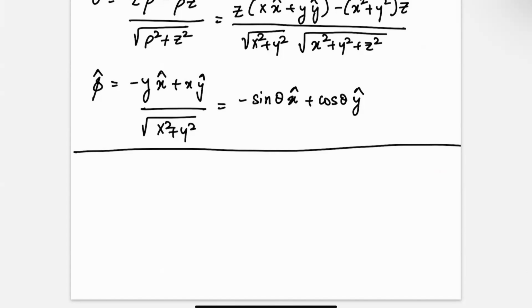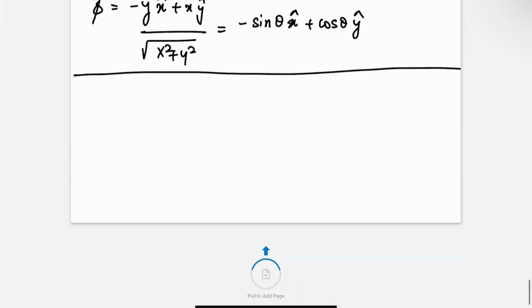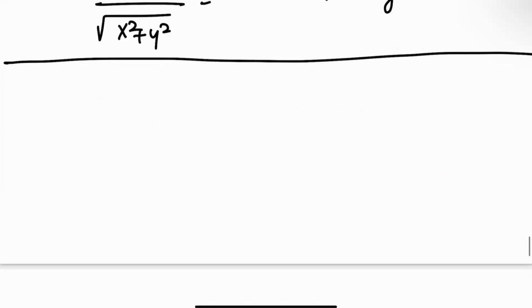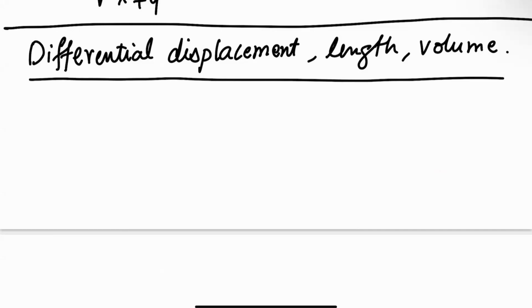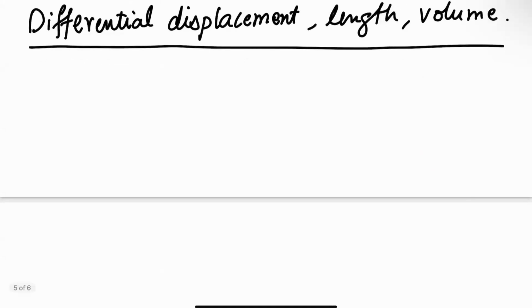The last couple of things left over are differential displacement, surface, and volume. And these are actually really important to understand well. So let's do those. Displacement, length, and volume. Okay, so what do I mean by that, right? So we already looked at this when we were looking at the intuition behind curl, gradient, and all that.